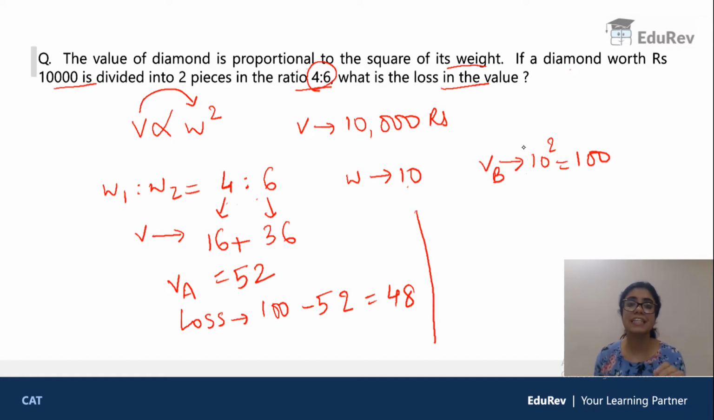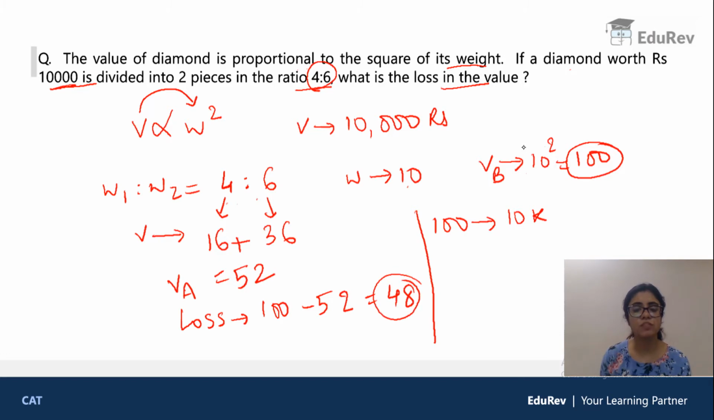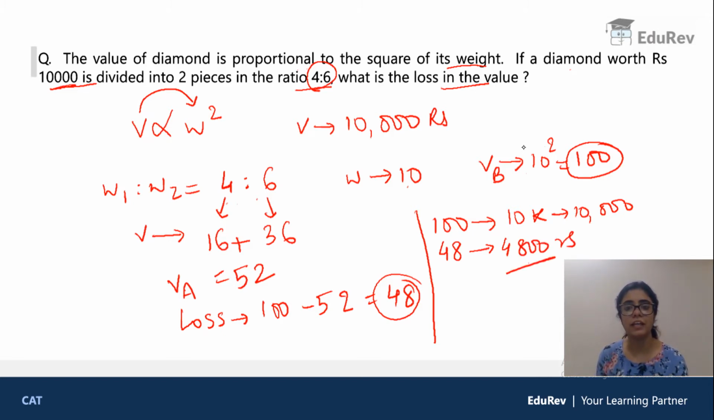Now understand, I want the exact loss value. How will I get that? Look, initially my value was 100, but the actual value was 10,000 rupees. So 100 means 10,000. The loss in my case is 48. Okay, the loss in my case is 48. If 100 means 10k or 10,000, what does 48 mean? Can I say 48 will mean 4,800? Okay. So the loss in this case is 4,800 rupees, and that is your answer. So you don't even need to use any k value. We are not even using multiplying factor. We can solve the entire problem without that as well.